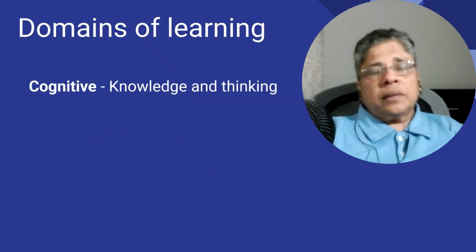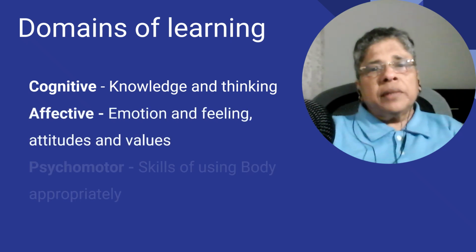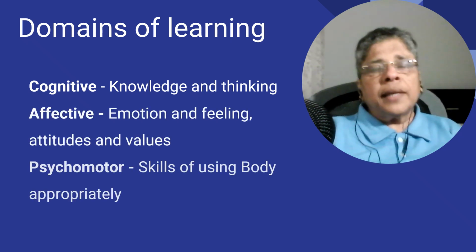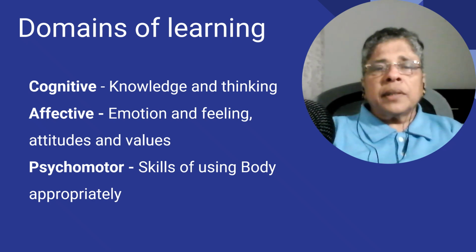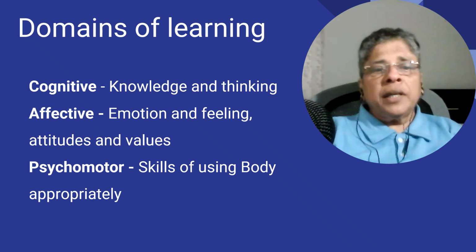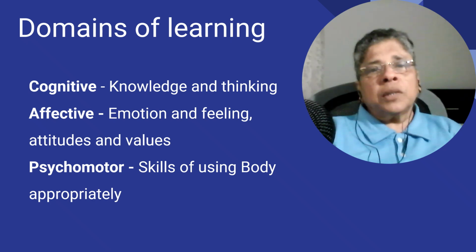So what are the domains? You already heard me say the cognitive domain, which represents the knowledge and thinking in a person. The affective domain representing the emotion and the feeling and attitudes and values of a person. And the psychomotor domain represents the skills of using the body appropriately.